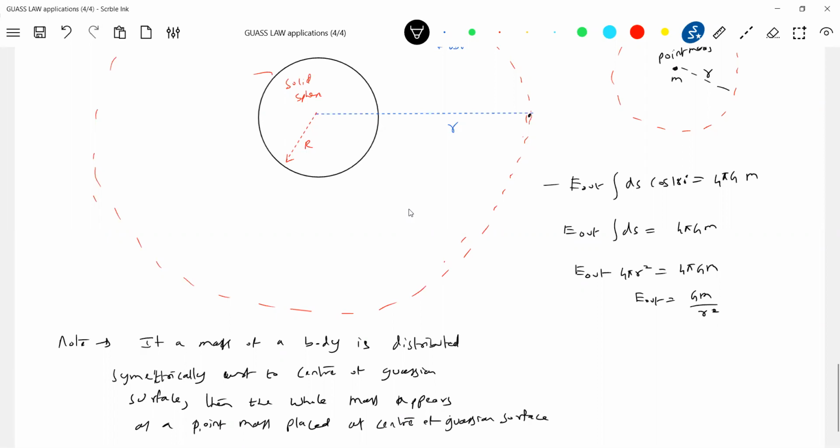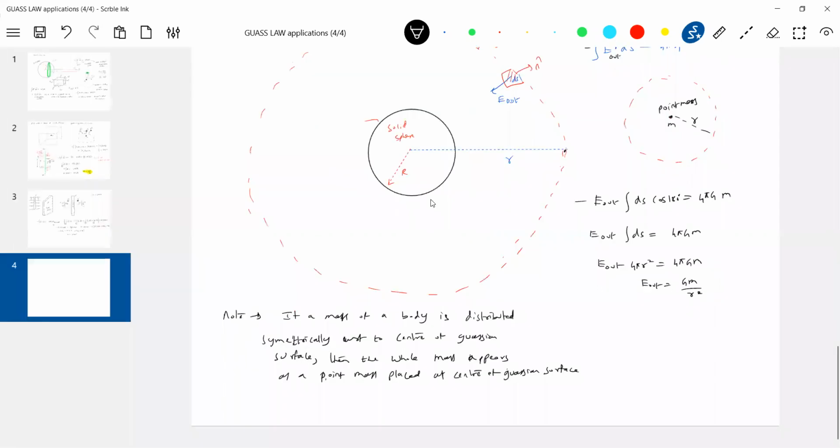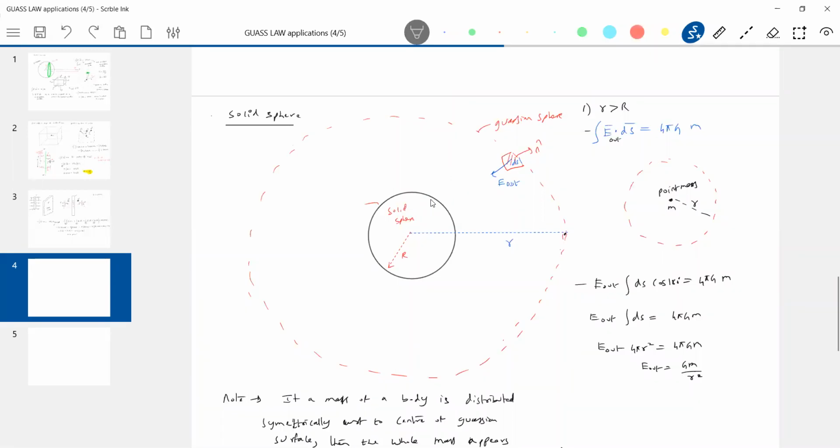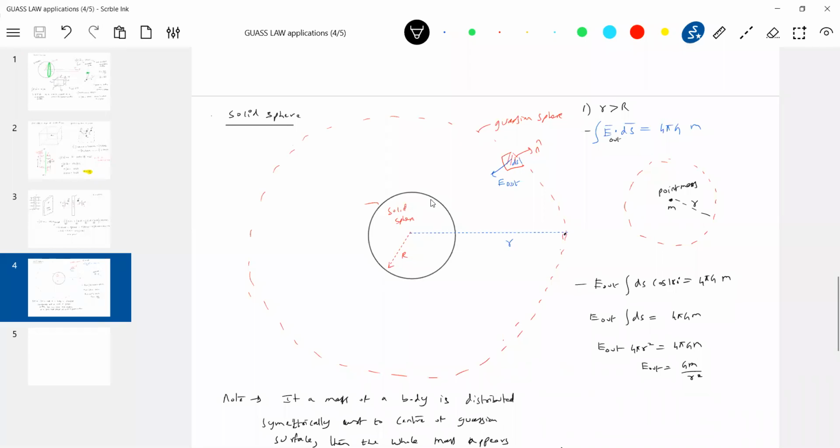There's one prior condition when you're doing Gauss. Whenever you get a spherical object, it will be symmetric with respect to the Gaussian surface. If the spherical object is symmetric, the mass will be distributed symmetrically. Able to understand? You take this particular point. At what distance is it? Small r minus capital R.